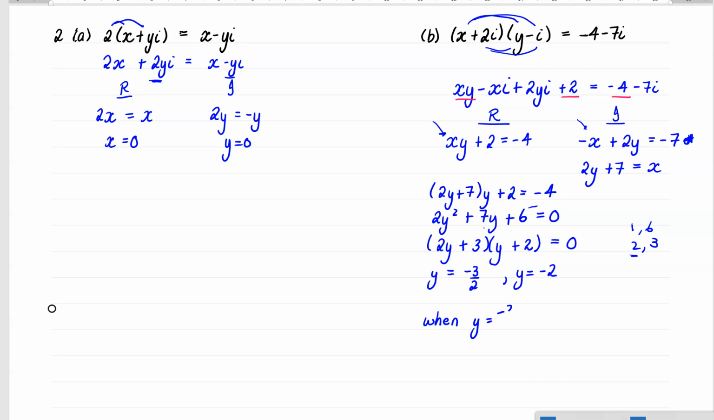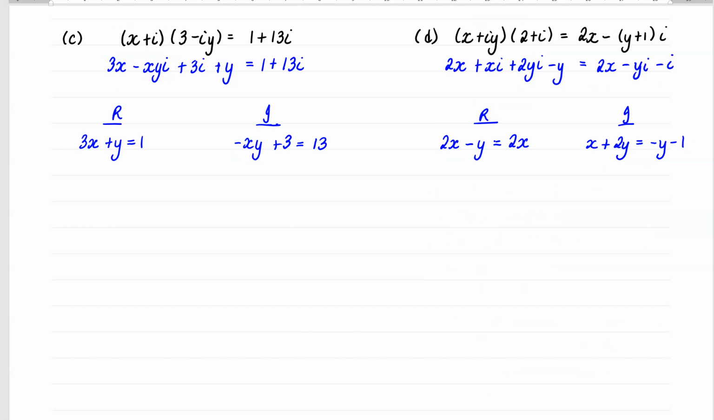y equals minus 3 on 2, x will be, and you work it out by slapping it into this equation. So it's going to be 2 times minus 3 on 2 plus 7. So that becomes, they cancel, so x is 4. And then when y equals minus 2, you do the same thing, sub that back in. Minus 2 times 2 is minus 4 plus 7, and we get 3. Okay?